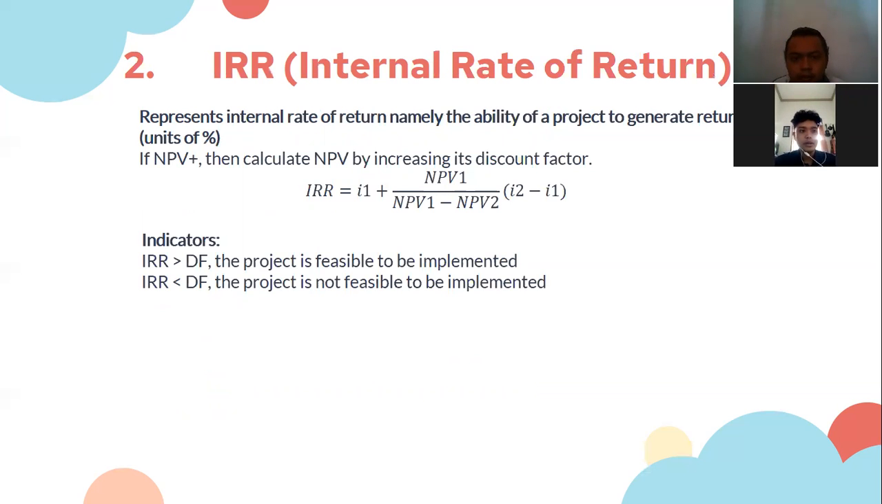The next one is IRR, or internal rate of return. IRR represents the internal rate of return, namely the ability of a project to generate returns with the units of percentage. If NPV is positive, then calculate NPV by increasing its discount factor. So the formula is IRR equals i1 plus NPV1 over (NPV1 minus NPV2) times (i2 minus i1), with the indicators: when IRR is greater than DF, then the project is feasible to be implemented, and when IRR is less than DF, then the project is not feasible to be implemented.